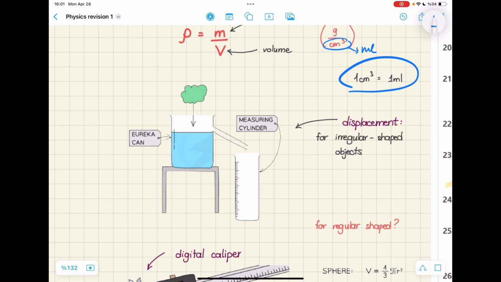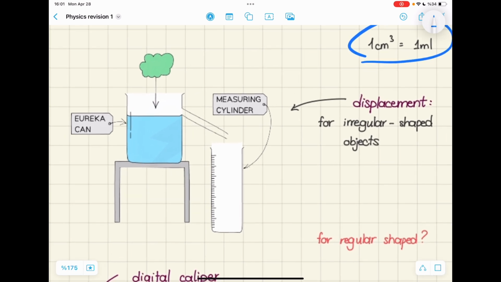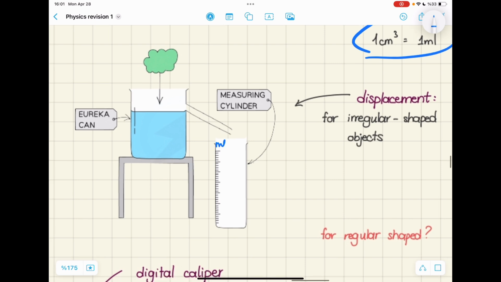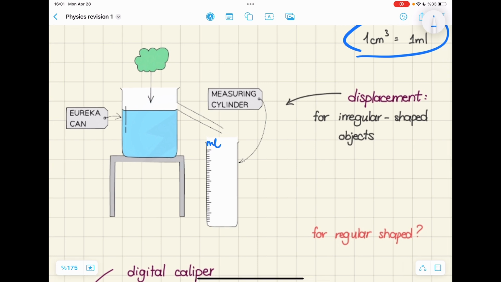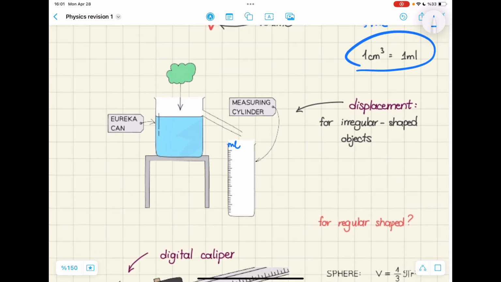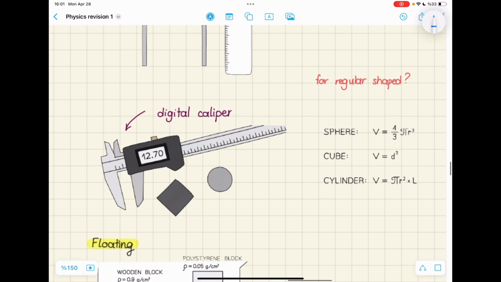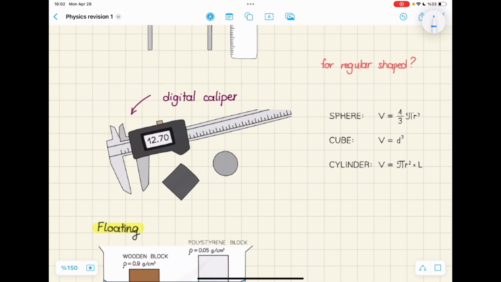This is the Eureka can. So usually we will have a measuring cylinder, and in this measuring cylinder, which is usually graded in, as I said, milliliters, we will pour in some water. And then for the irregular shape, we will submerge it completely. If we want to calculate the density of that object, we need to have its mass and we need to have its volume, and then it's very easy for us. This is a digital caliper. This is also used to measure length really, and then to calculate volume for regular shapes.